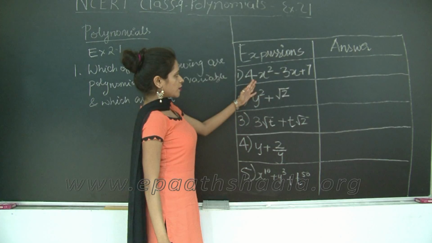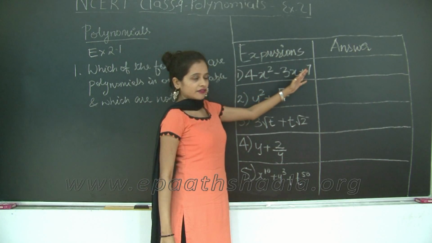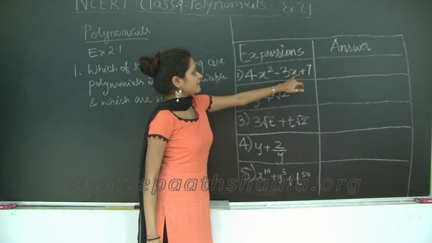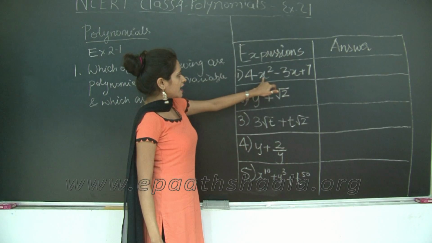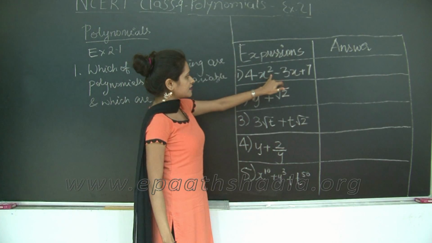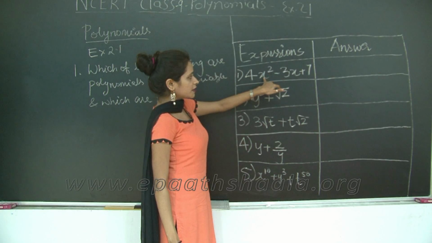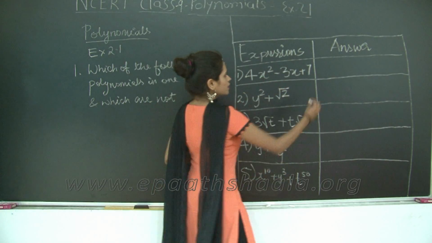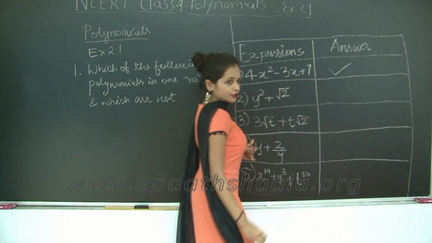Let's take a look at the first one, 4x square plus 3x plus 7. You see that there is only one variable, although the first one has a different exponent, that is x raised to the power of 2. So the variable that we have is x. Therefore, this is a polynomial in one variable.